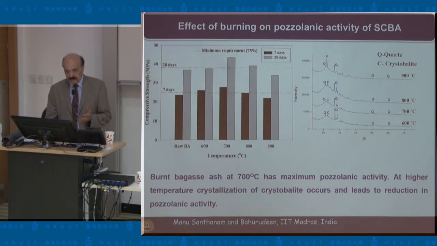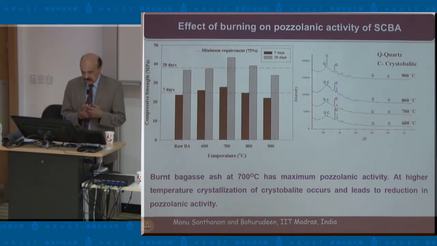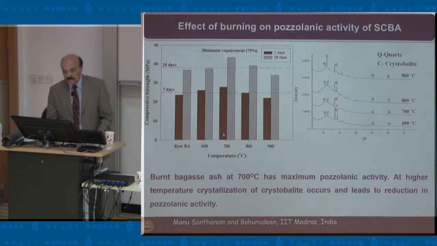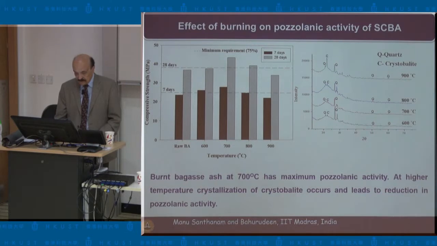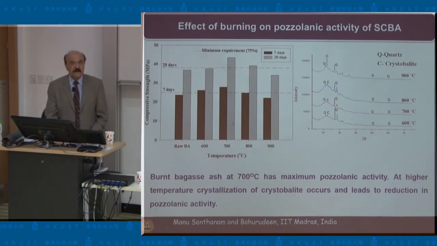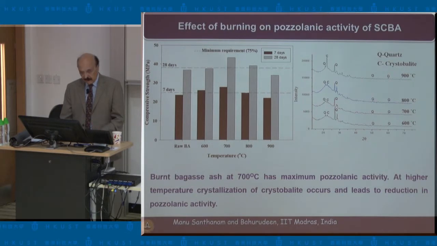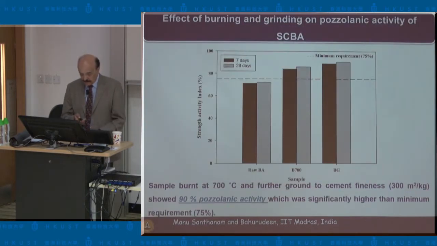The pozzolanic activity is measured by the ASTM index. It's the percent of cement with ash, and you see how it compares. 100% would be like your cement. 75% is the limit, and you can see that 700 degrees Celsius seems to be ideal. At higher temperature you have more cristobalite, which is not good for pozzolanic activity. At lower temperature, probably not enough carbon is gone, so they pick 700. You burn the ash, heating it to 700 degrees for maximum pozzolanic activity.